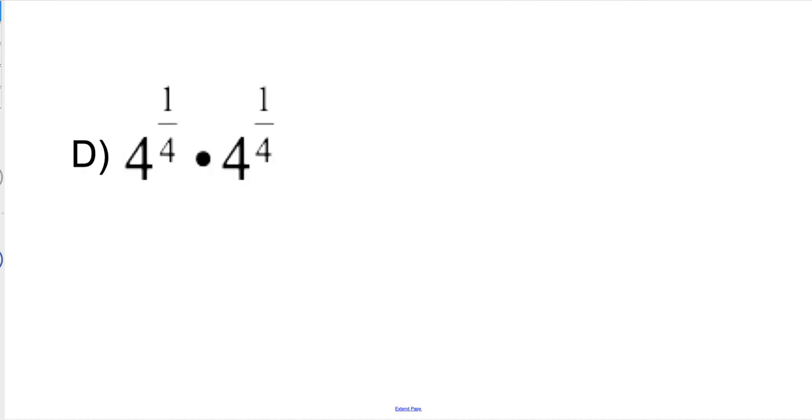Now the last one here, we have a property that we have to use. Not just radical property, this is exponent properties, okay? We have a like base of 4. You could compare this to something like this. What am I going to do with my exponents when I'm multiplying the same base? We have to add the exponents. So this would turn out to be 4 to the 1/4 plus 1/4. Okay? 1/4 plus 1/4 is 2/4, which is a half. So this is 4 to the 1/2.